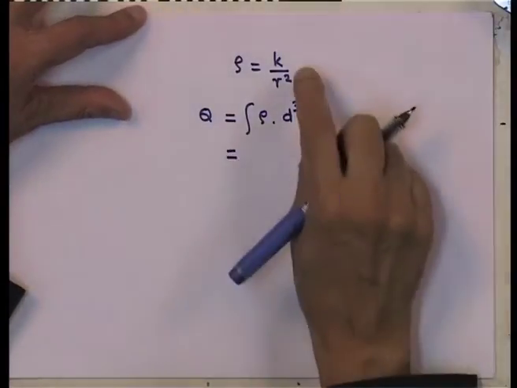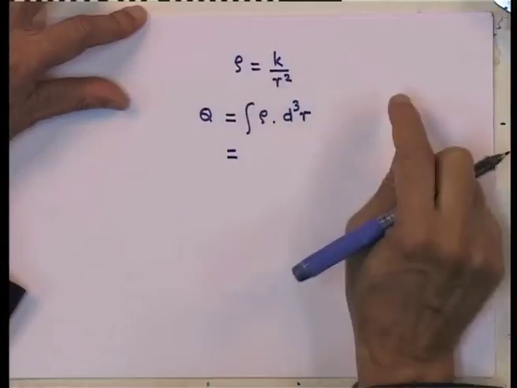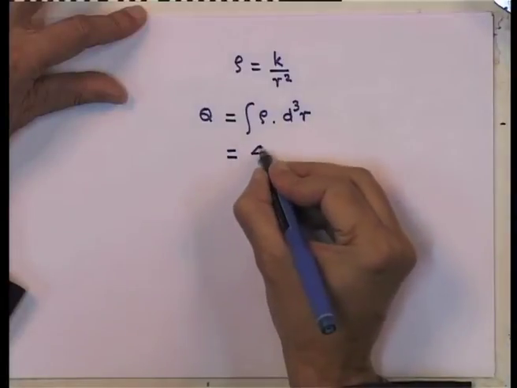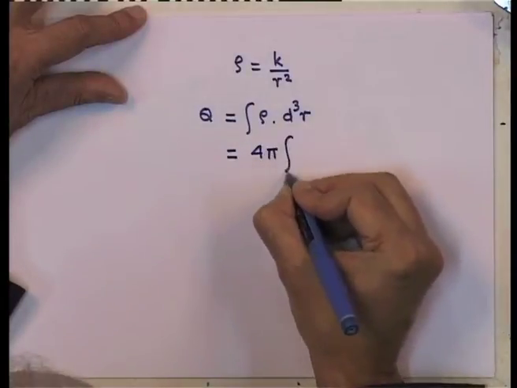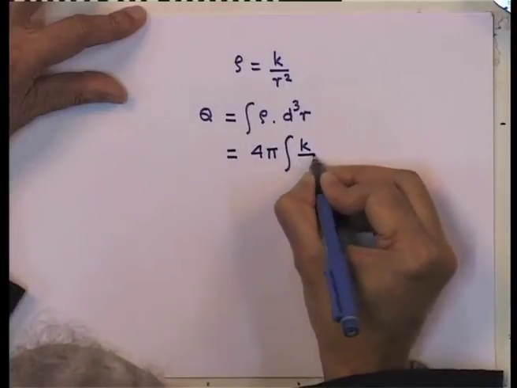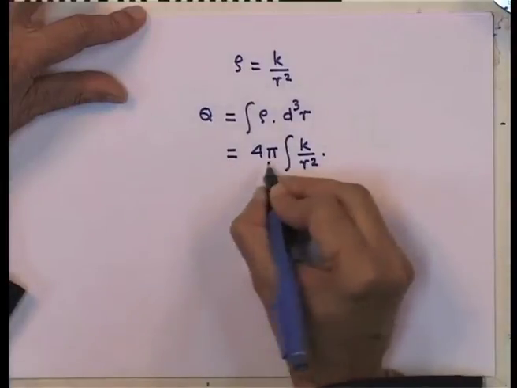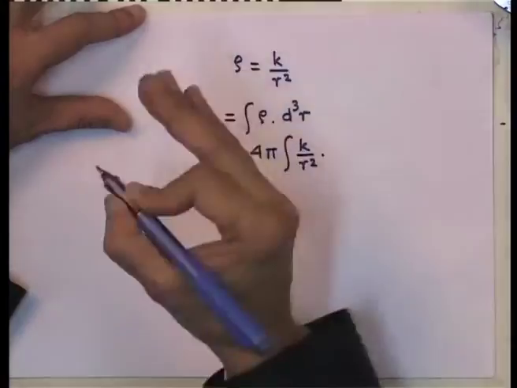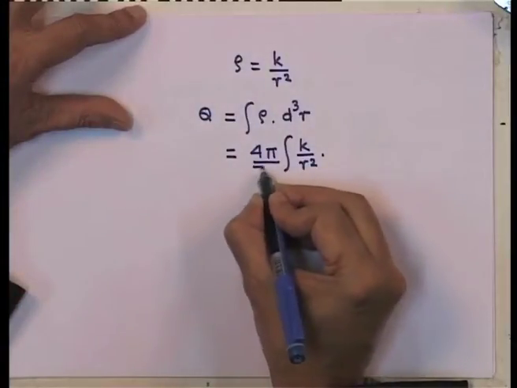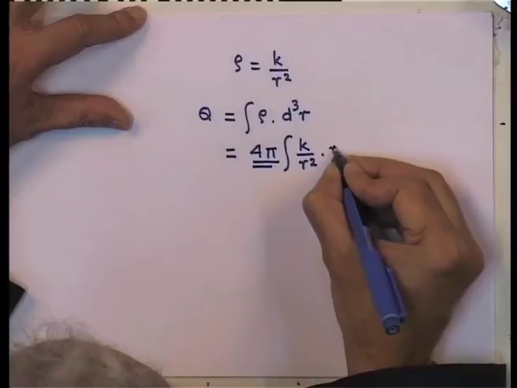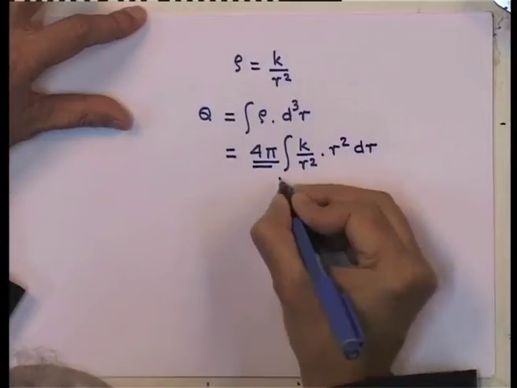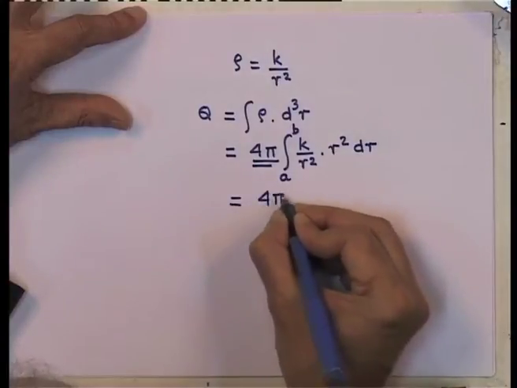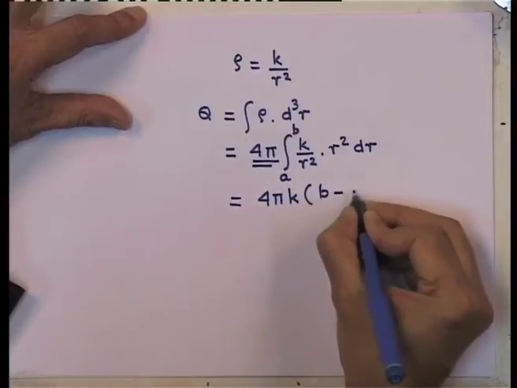But notice this only depends upon r. So, therefore, the theta and phi integration do not come into the picture, and that gives me 4 pi. Angle integration gives me 4 pi, and I have rho, which is k by r square, and dq bar, which is r square sin theta d theta d phi. The sin theta d theta d phi has been taken care of already in my 4 pi. So, this times r square dr from a to b. So, this is nothing but 4 pi k into b minus a, that is my charge.